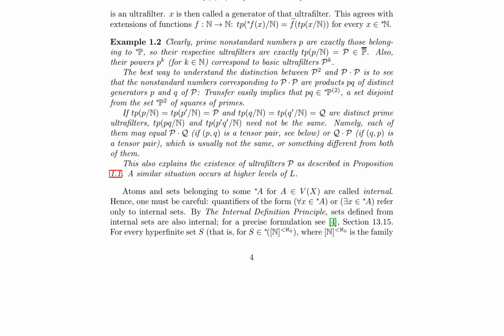The distinction between prime nonstandard numbers p and their respective ultrafilters, as well as their powers p^k corresponding to basic ultrafilters p^k, is exemplified. The concept of internal sets and atoms is introduced, where sets belonging to some *A for A ∈ V(X) are called internal. The internal definition principle states that sets defined from internal sets are also internal. Finally, the notion of hyperfinite sets S is introduced, which are sets in *P_fin(N), where P_fin(N) is the family of finite subsets of N.